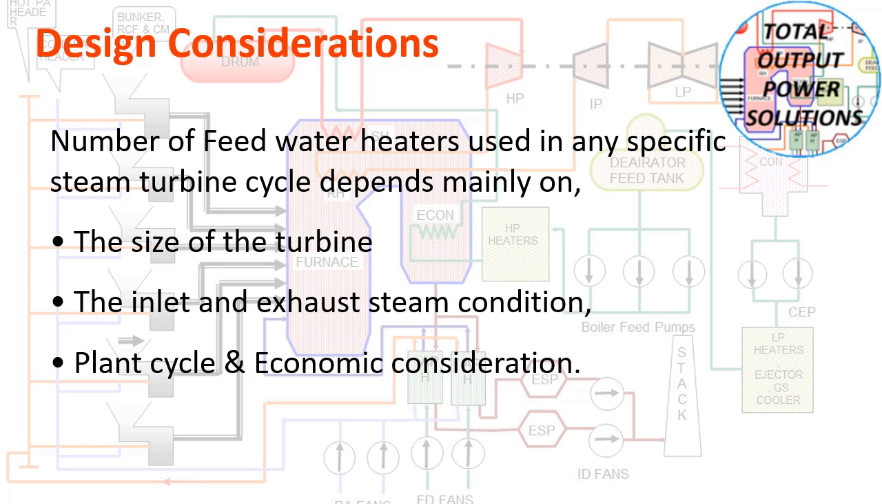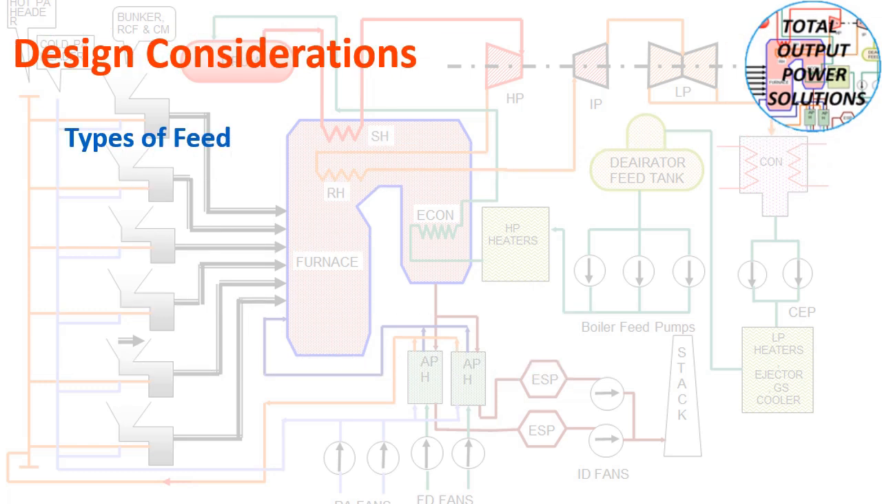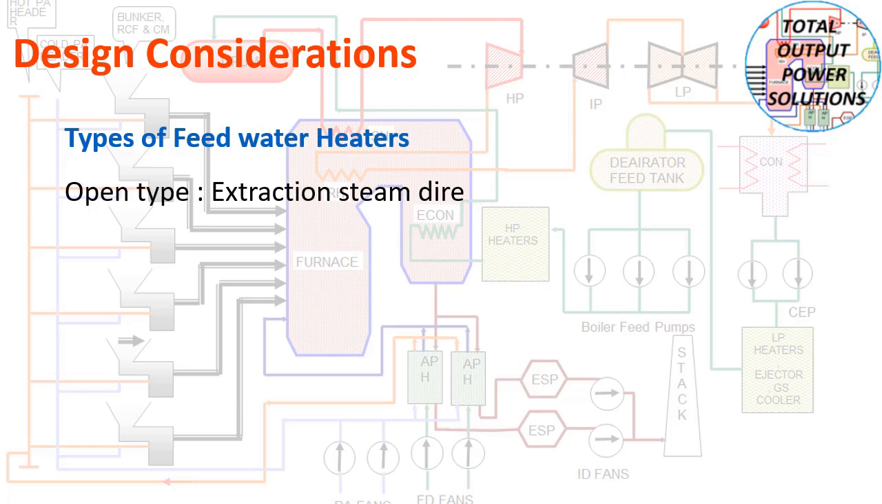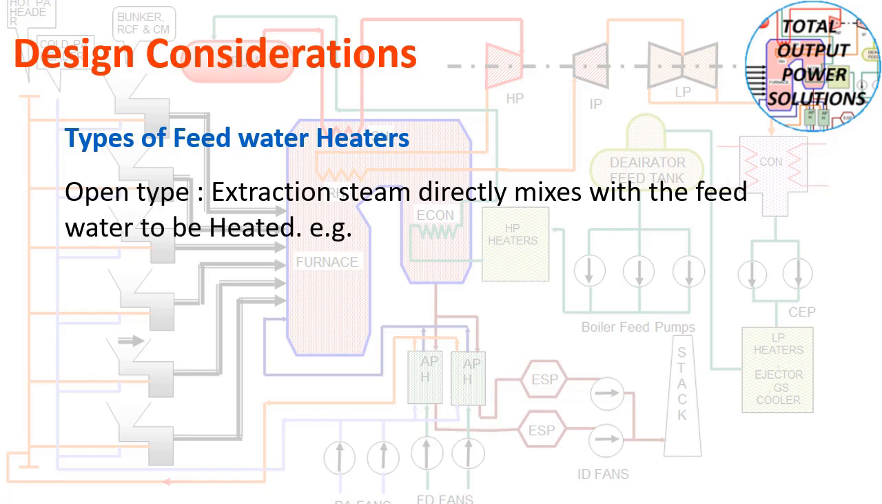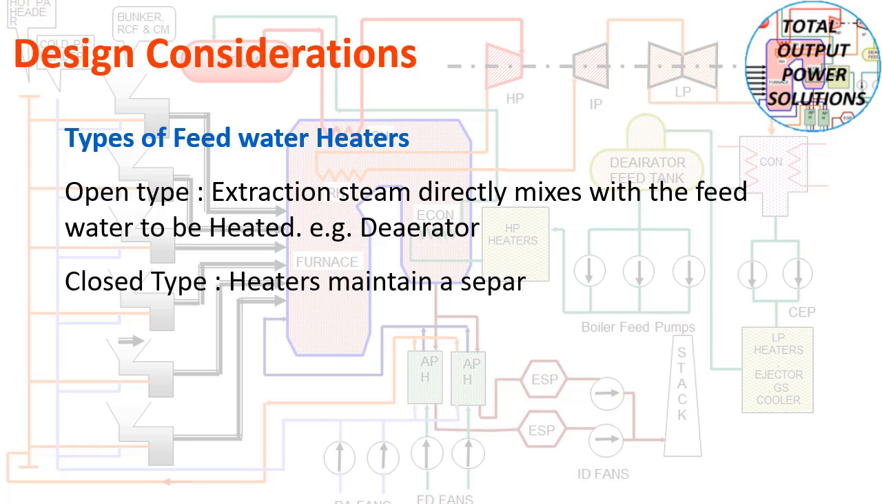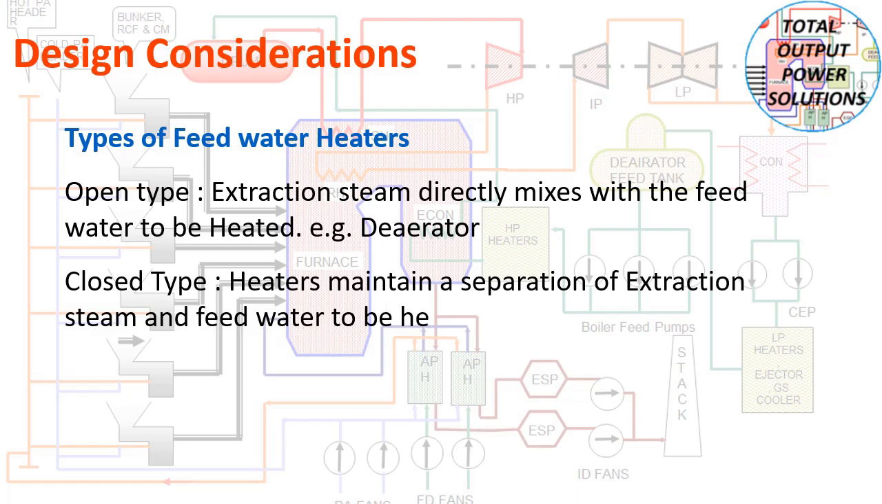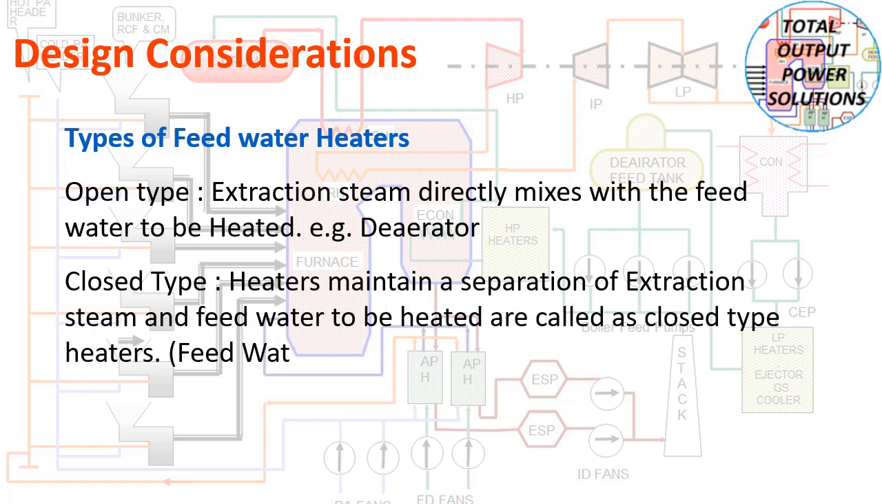There are two types of feed water heaters. Open type, where the extraction steam directly mixes with the feed water to be heated, that is, you can say, the Deaerator. Then closed type heaters, which maintain a separation of extraction steam and feed water to be heated, are called feed water heaters.